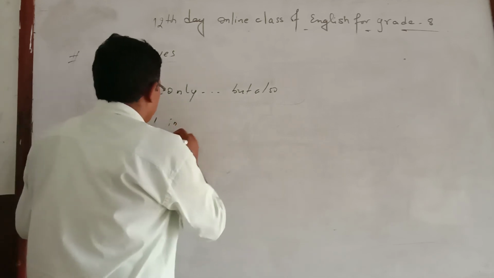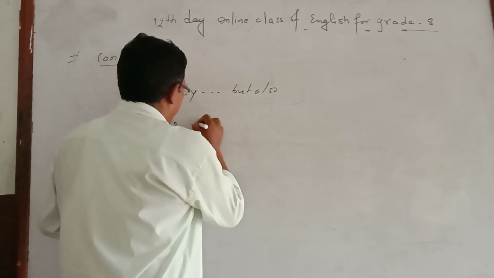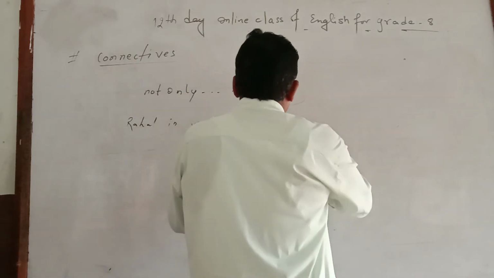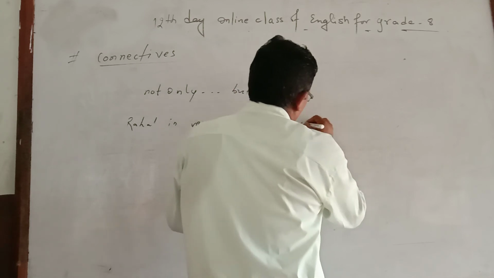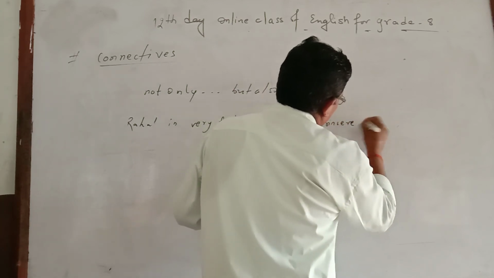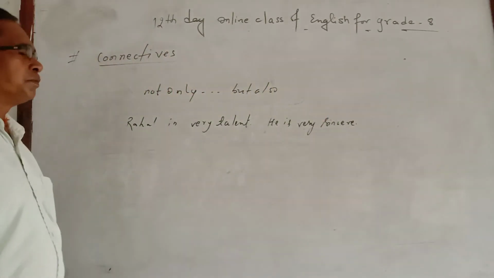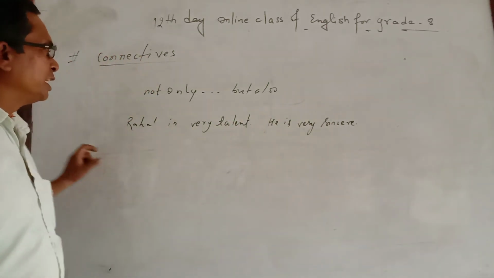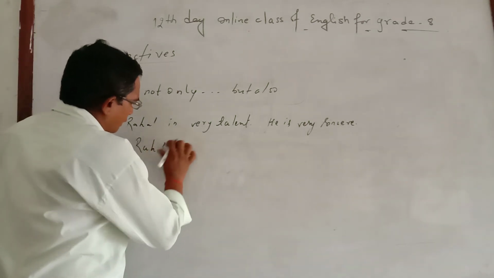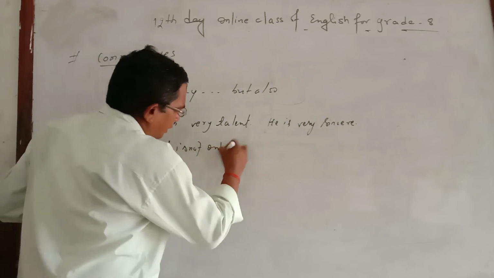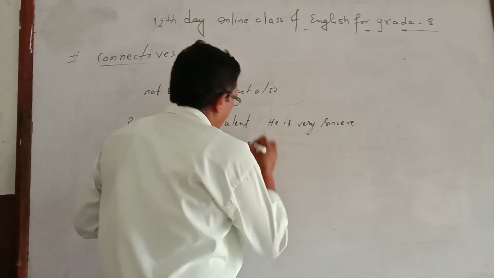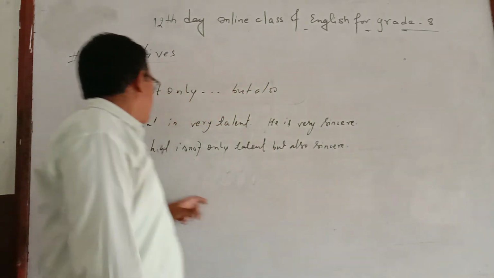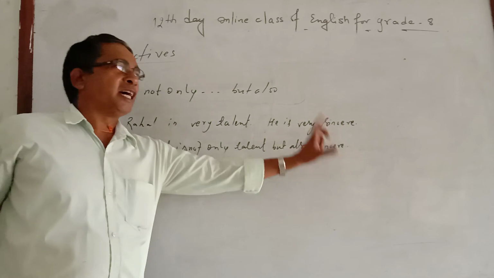Rahul is very talented. He is very sincere. It means he is talented on one side, on the other side he is sincere. It means the person is the same. That's why you can use: Rahul is not only talented but also sincere. I mean to say, Rahul talent matra hoina, imandar pani cha.